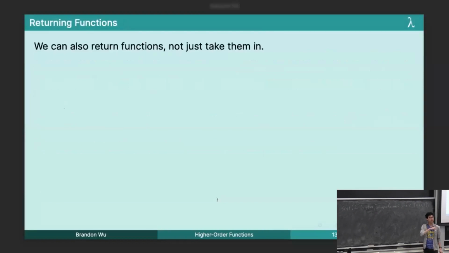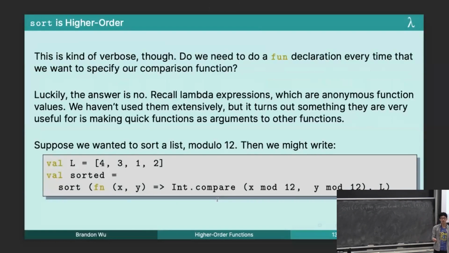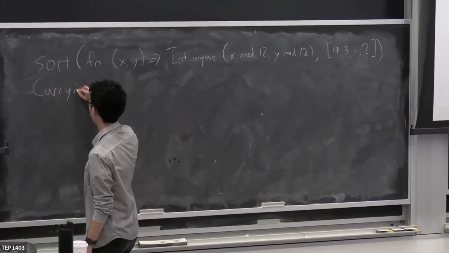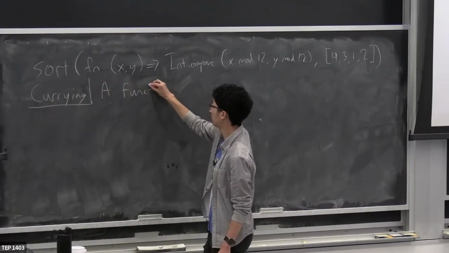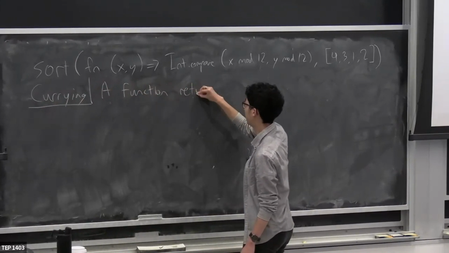Okay. So this is the case of when we take in functions. What about when we return functions? Let's talk about this. We have this idea called currying, which is when a function returns a function.